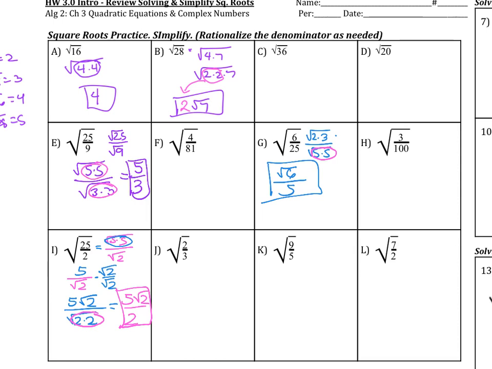Now let's look at K. K is actually very similar as well. So actually J, I do want to do J. So that is square root of 2 over square root of 3. So this one, it doesn't break down at all.